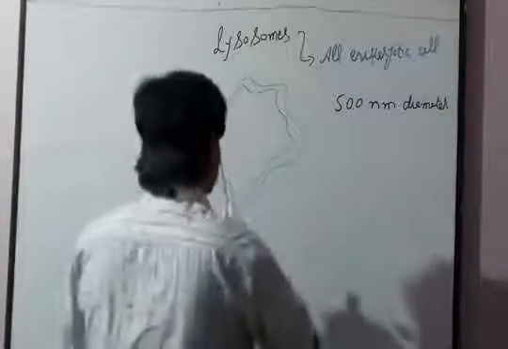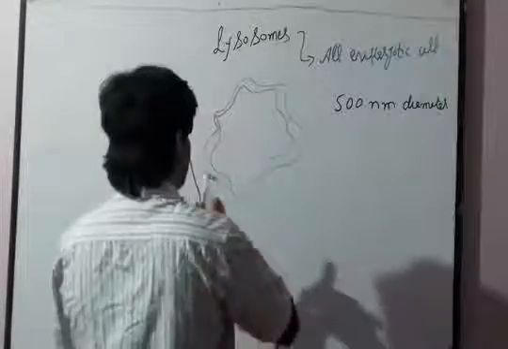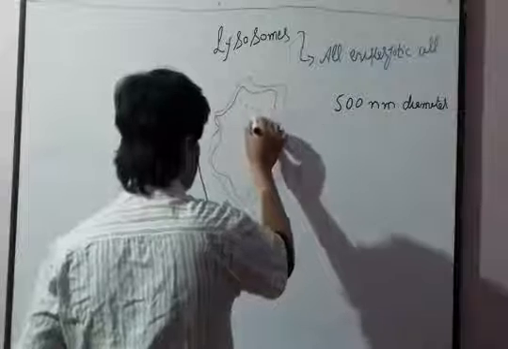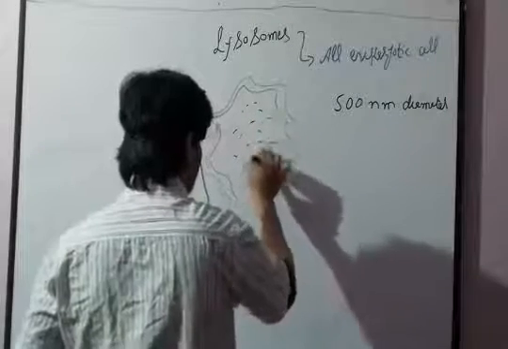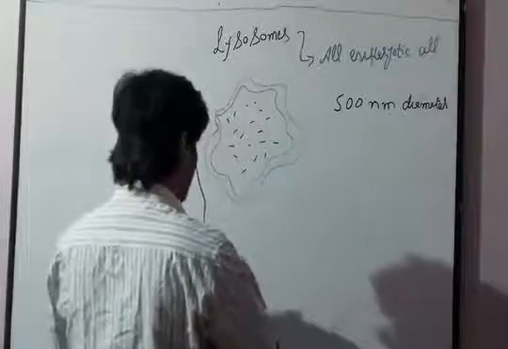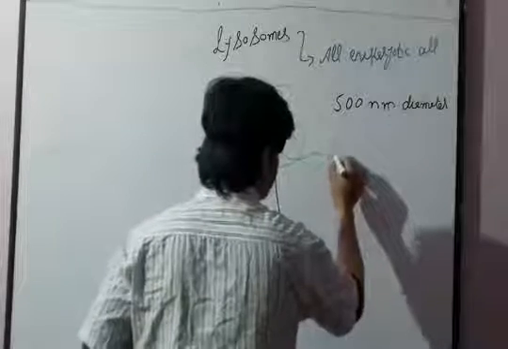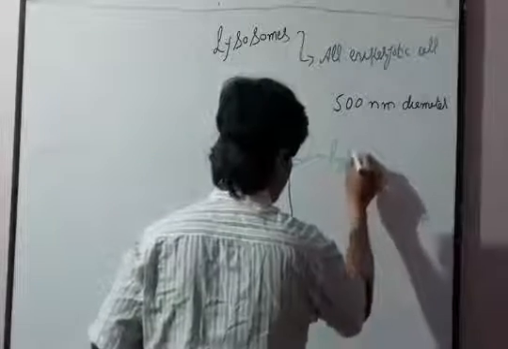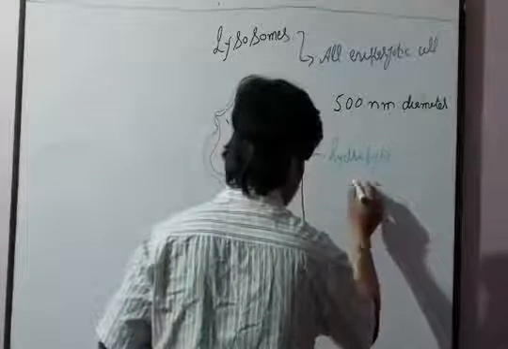Now one thing more, inside the lysosomes they contain hydrolytic enzymes. Let me draw. They contain a special kind of enzyme, as I draw with a black marker. So these enzymes are called hydrolytic enzymes.